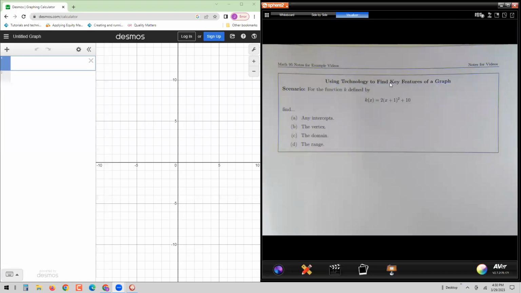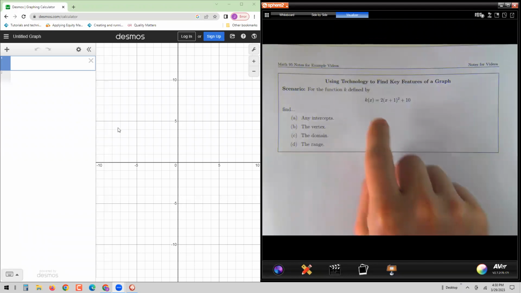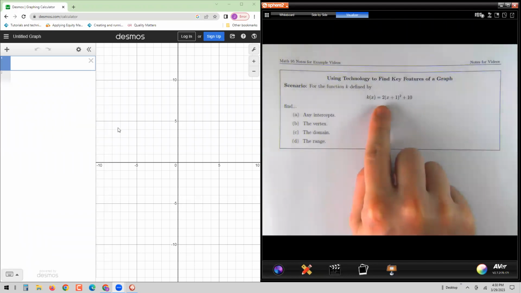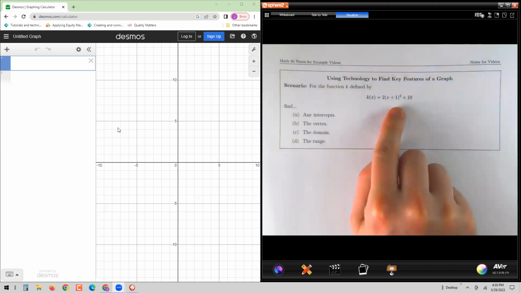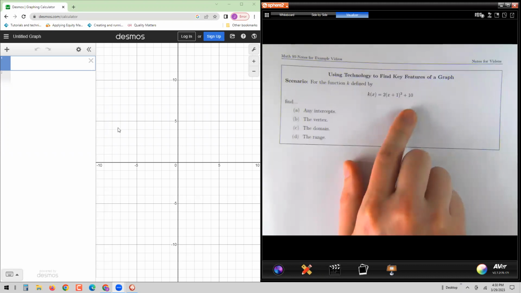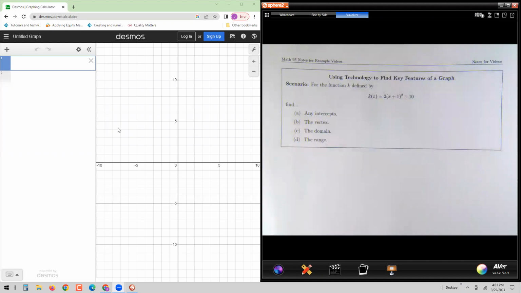Let's look at using technology to find some key features of a graph. I'm in Desmos.com, and I go into the option for calculator and pull this up. I'm looking at the function k of x equals 2 times the quantity x plus 1 squared plus 10. I'm asked to find any intercepts.